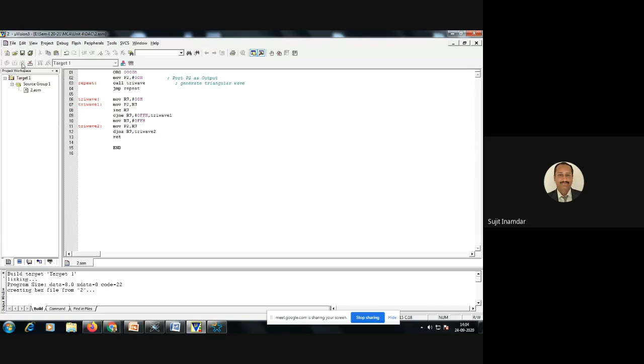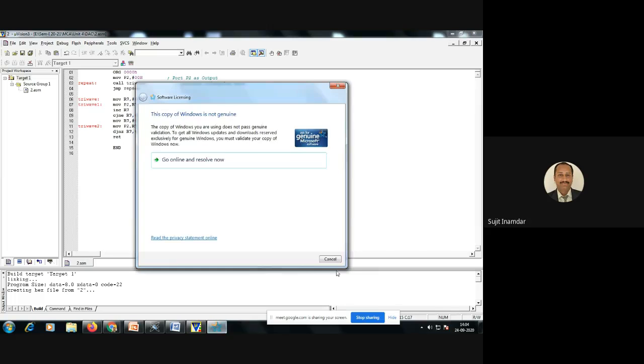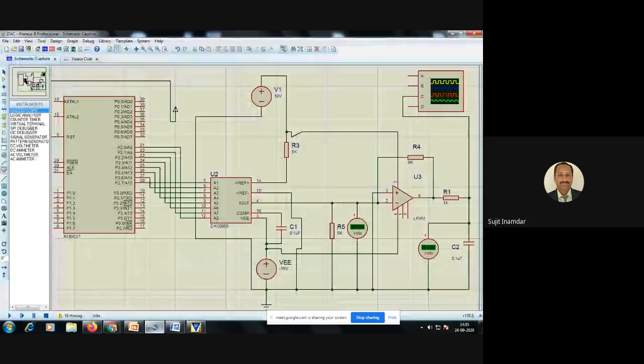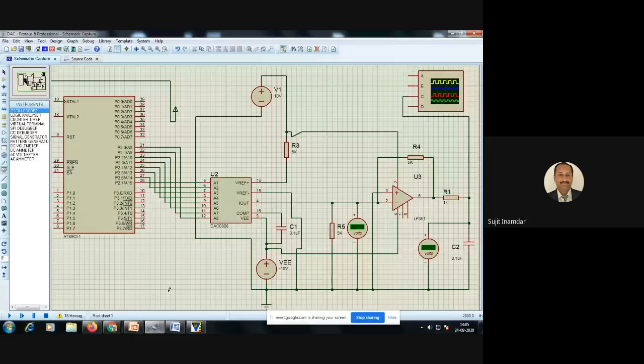So now the hex file has to be created. I think it got hung in between. So I am supposed to just close it and open it once again. Or the file is already there, so I will take that one file. Got it? So this hex file we need for this Proteus simulation.